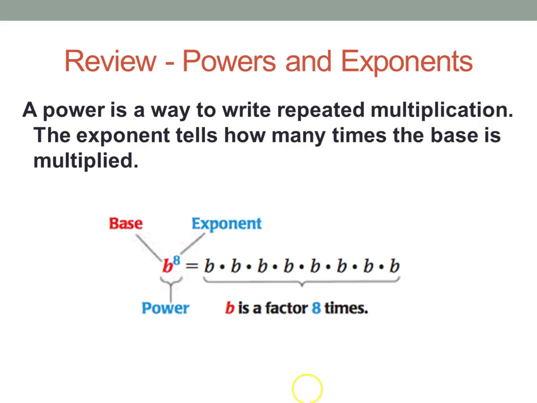So a power here, this whole thing is considered a power. It's a way to write repeated multiplication. So the exponent tells us how many times the base is multiplied. So here, b to the 8 means we're going to multiply b times b times b times b 8 times. We're going to have 8 b's.